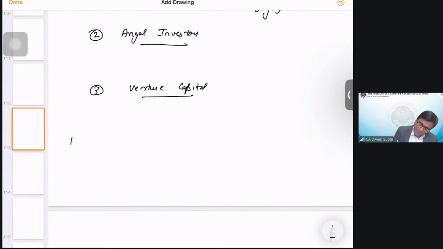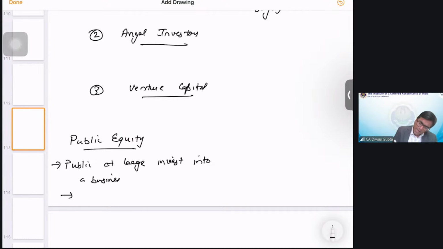So, students, first of all, we know what is meant by public equity. Public equity is an equity wherein the public at large invests into equity shares of a company. And since the public at large is involved, we need to list it on a stock exchange. This gets listed on a stock exchange. This is called public equity.